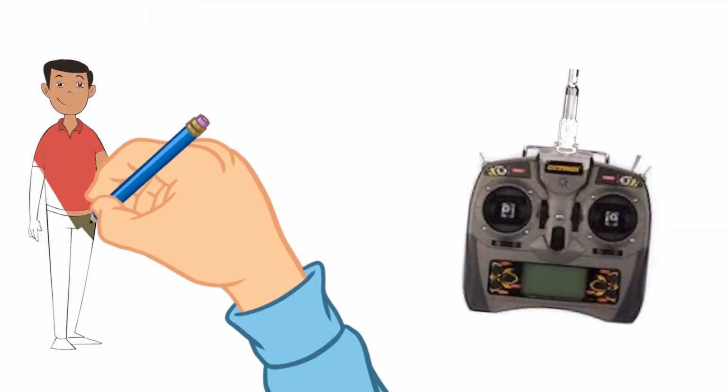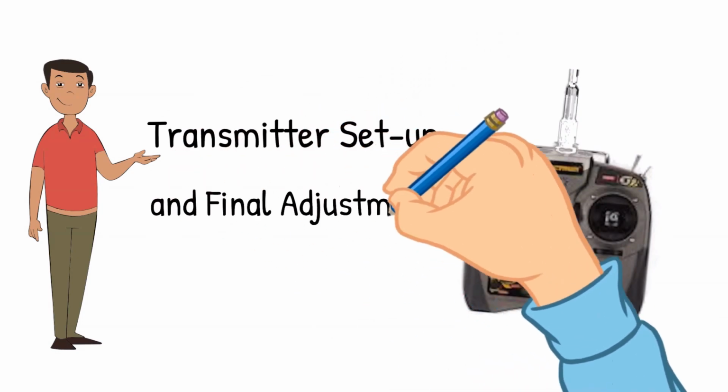In this video, we're going to talk about the final steps in getting your model ready to fly. That includes setting up your transmitter and making final adjustments. Let's start with the transmitter.